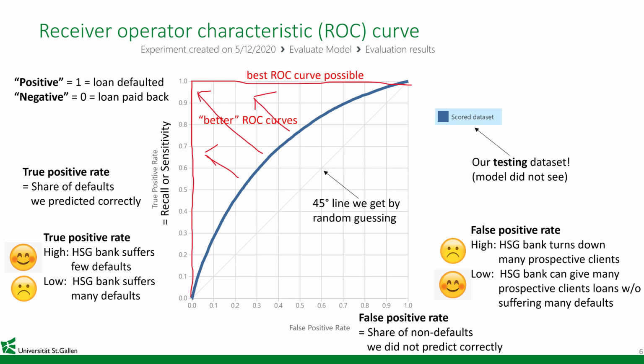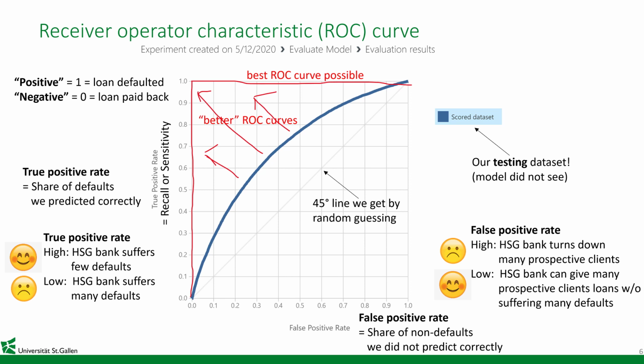So at the end of the day, it really boils down to the question: is it costlier for the HSG Bank to suffer some defaults, which would refer to the true positive rate, or to miss out on prospective clients, which would refer to the false positive rate? So what we have is a trade-off. In prediction exercises, we cannot have a very, very high recall without having a couple of false positives.